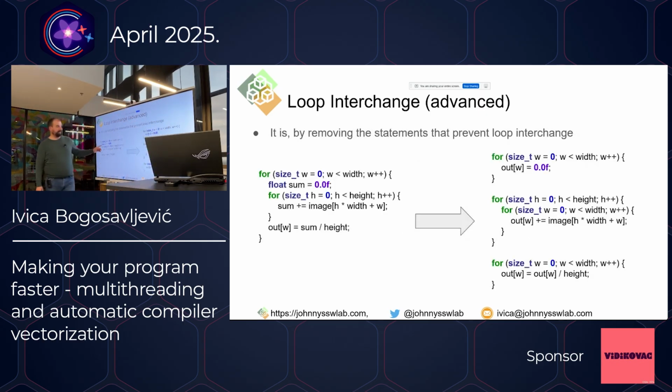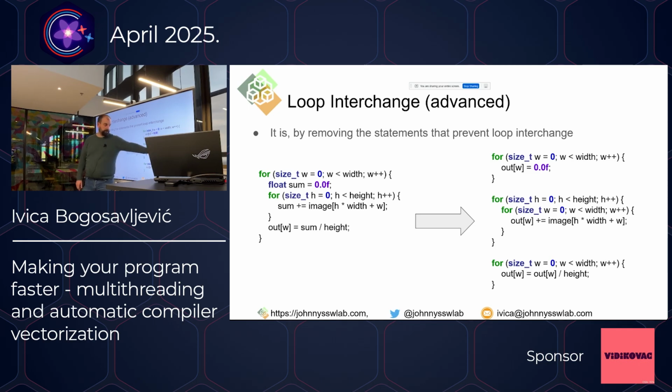So what I did here, I split the original loop into 3 loops, and instead of using sum, I'm using this out of W. First I'm initializing to 0, then I'm adding to it, and finally I'm dividing it by height. I didn't introduce any temporary array here, but you can also introduce some temporary array to do the same. What's the memory access pattern for image?